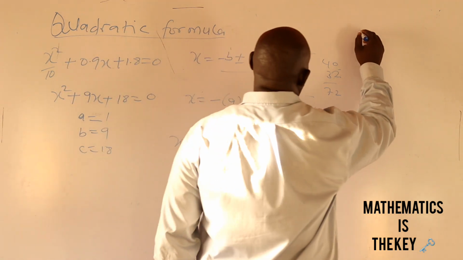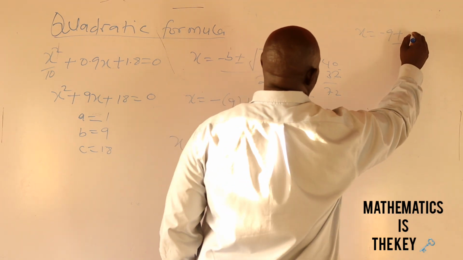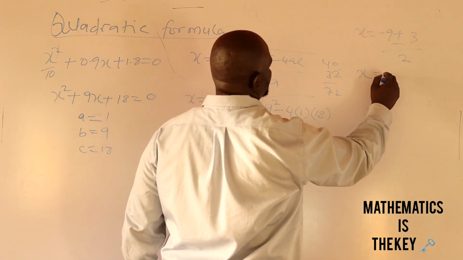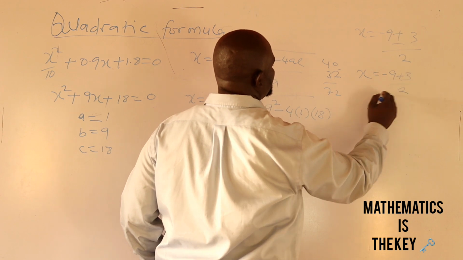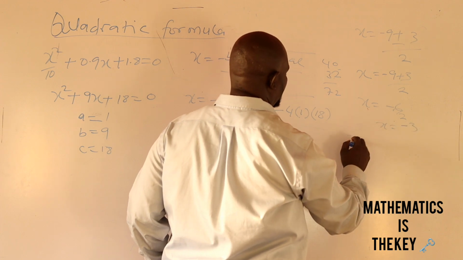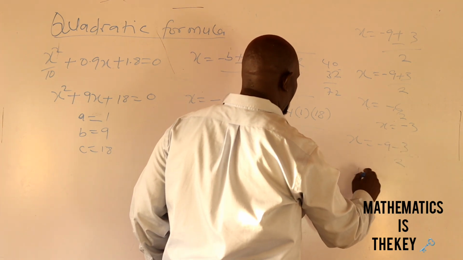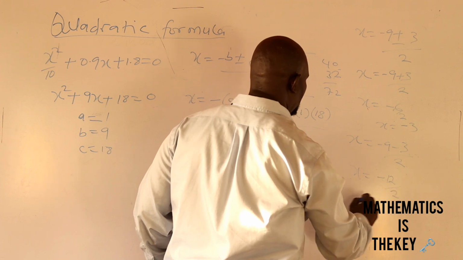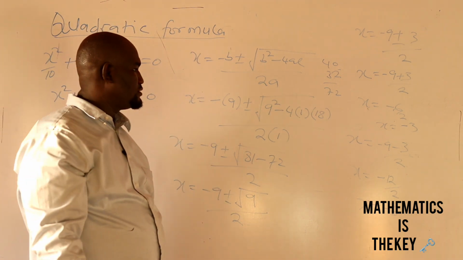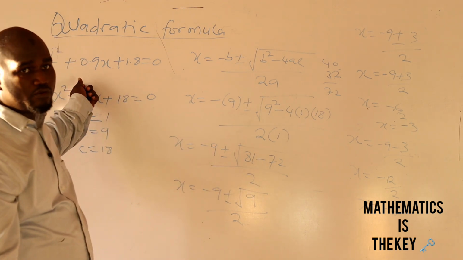And simplifying this further again, we have x is equal to minus 9 plus or minus square root of 9 is 3 all over 2. So we have x as minus 9 plus 3 all over 2. So we have x is equal to minus 6 over 2. We have x is equal to minus 3. And the other x is minus 9 minus 3 all over 2. We have x is equal to minus 12 all over 2. We have x is equal to minus 6. So minus 6 and minus 3 are the solution to this particular quadratic equation.